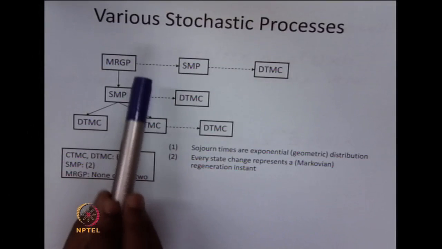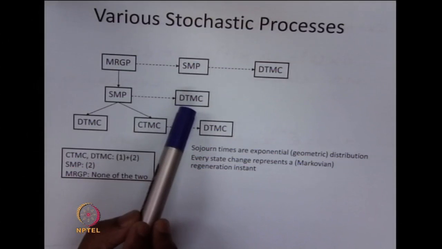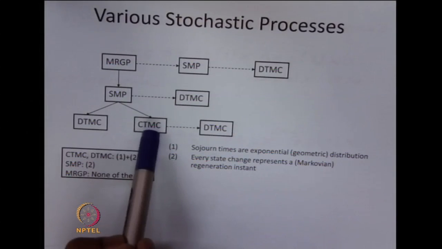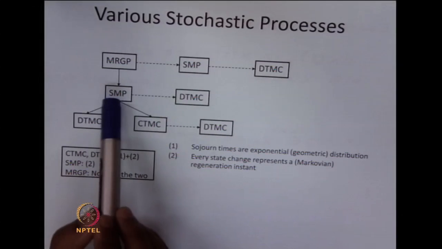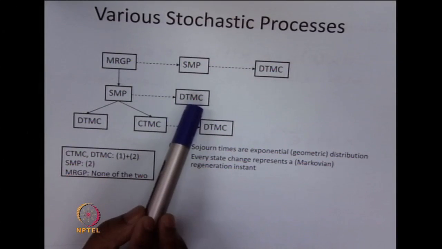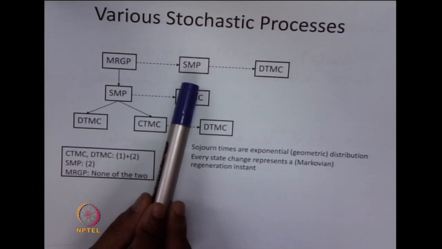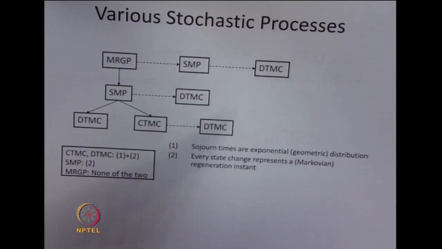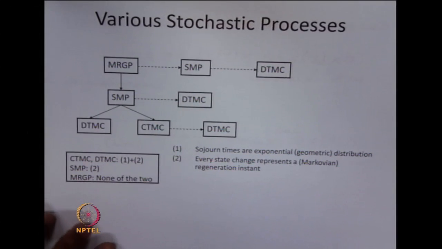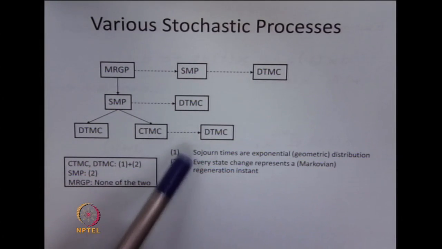Whereas these dotted arrows mean embedded stochastic process. So from the DTMC, from the CTMC, you can have an embedded DTMC. From the SMP, you can have an embedded DTMC. From the MRGP, you can have an embedded SMP. And from the SMP, you can have an embedded DTMC. So this is a pictorial representation of various stochastic processes based on these two properties.